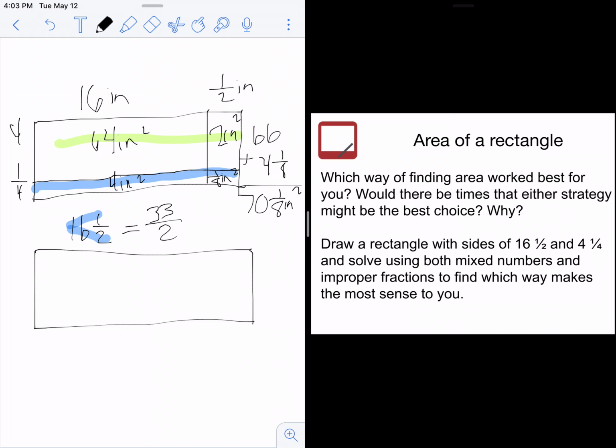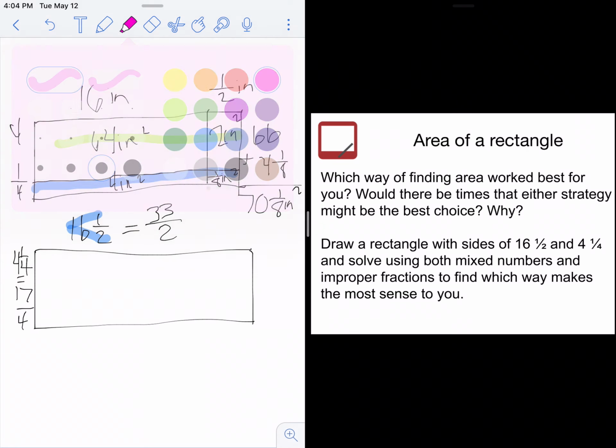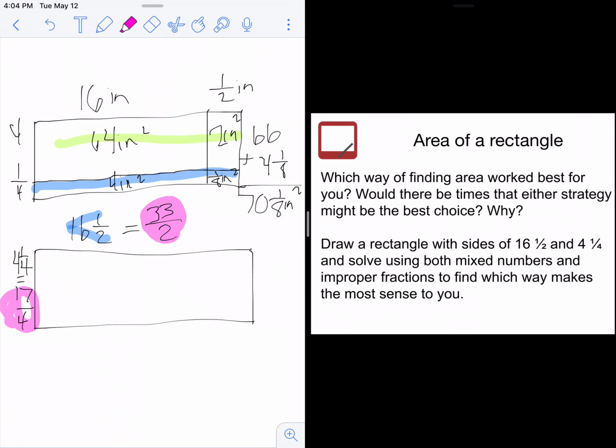And then we take 4 and 1/4. 4 times 4 is 16, plus 1 is 17, and you keep the denominator, 17 fourths. So now we're just working with 33 halves times 17 fourths.